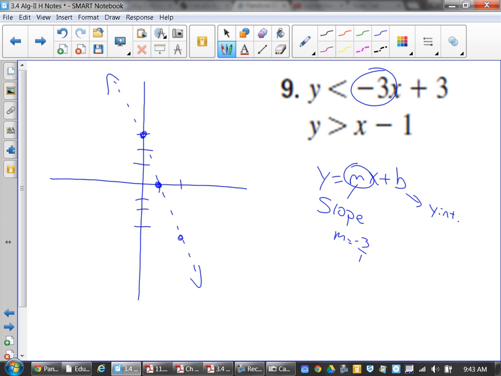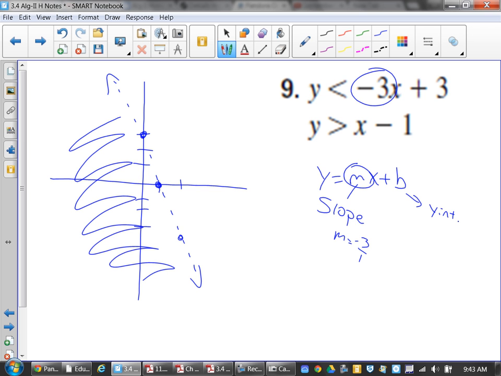Okay. So now from there, pick a point. Does that go through 0, 0? No. So is 0 smaller than 3? Yes. So we shade on that side. You okay with that? I graph the other one.